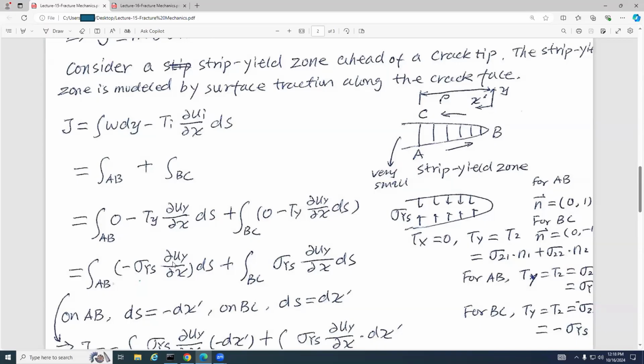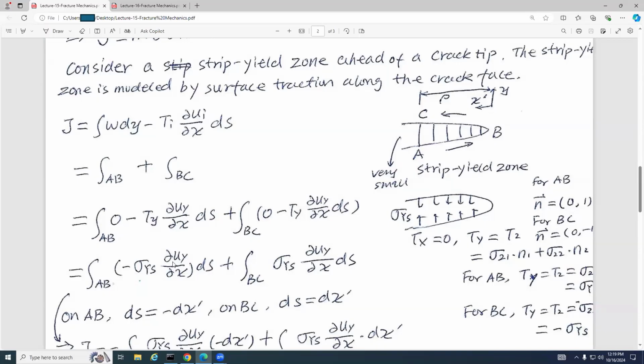Look at this crack face. I have this, so this is my sigma ys. This strip yield zone means that I just apply the yield strength on this extra crack length to see how much energy I am going to need to close that part. So this is sigma ys. Here this is x and this is y, where 1 means x and 2 means y.